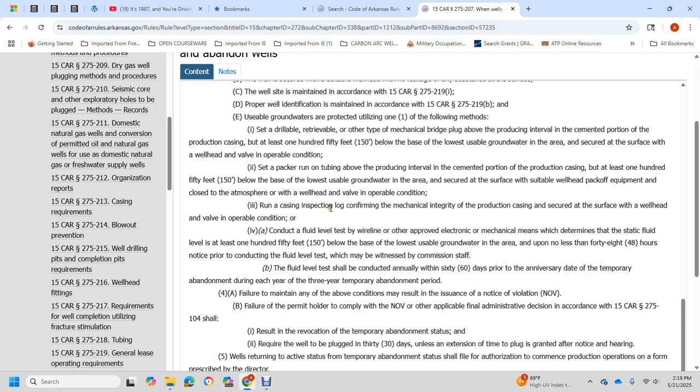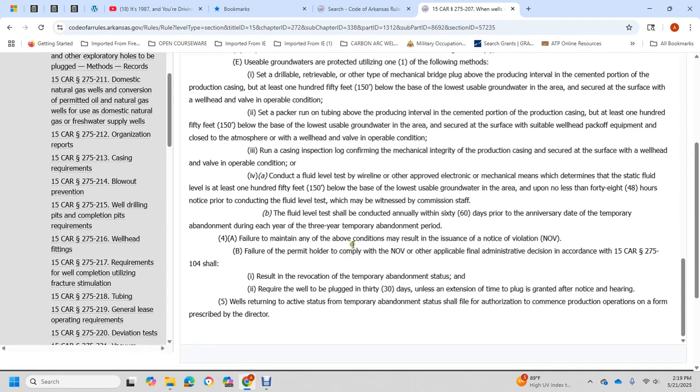Running in a casing inspection conforming with the mechanical integrity of the production casing, with the circuit and the surface of the wellhead valve in operating condition. Conduct a fluid level test, or other approved electronic or mechanical means, with the determined fluid level of less than 150 feet below the base of the lowest unusable groundwater area, not less than 48 hours prior to conducting the fluid level test, which may be witnessed by the commission staff. The fluid level test may be conducted annually within 60 days prior to the anniversary day of the temporary abandonment during each of the 3-year temporary abandonment period.